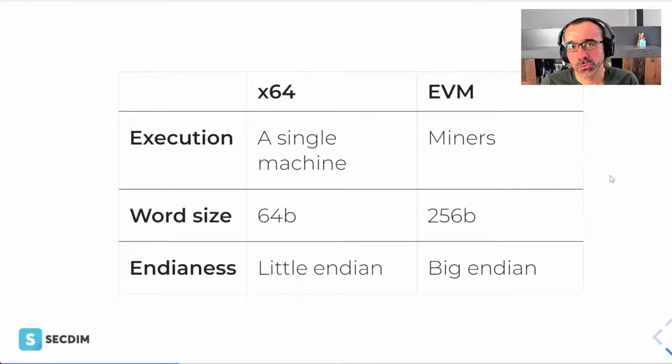When it comes to execution, obviously in x64, everything happens on a CPU on a single machine. When it comes to the EVM, the nodes that are known as miners are in charge of executing those invocations, those requests that were received.